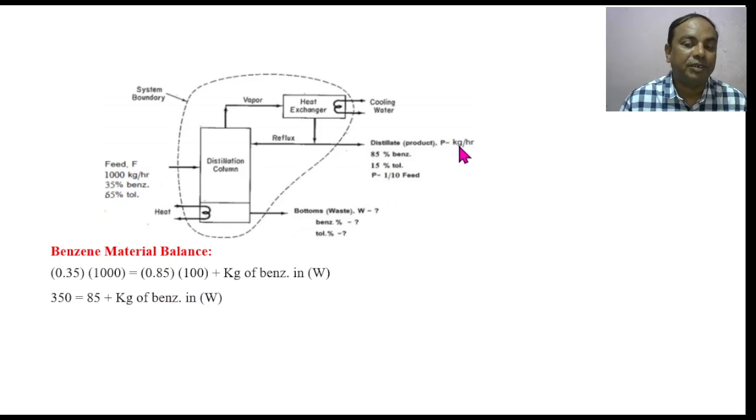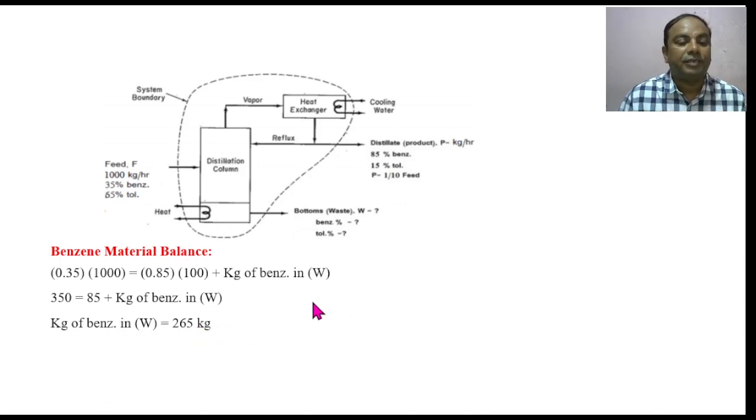Plus what is there in the bottom stream. The bottom stream W we have calculated, so W multiplied by the mass fraction of benzene in W gives the kg of benzene in W, which is what we want to identify. Here it comes out to be 265 kg.